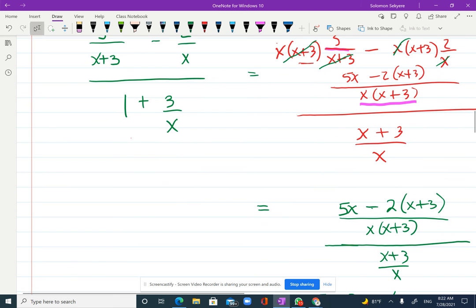And then you come here with the denominator. If you have 7 plus 1 over 2, what do you do? It's 2 times 7 plus 1 all over 2.